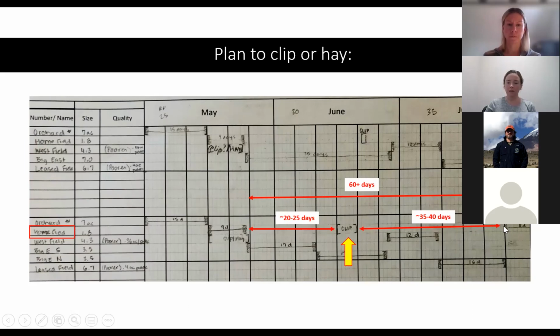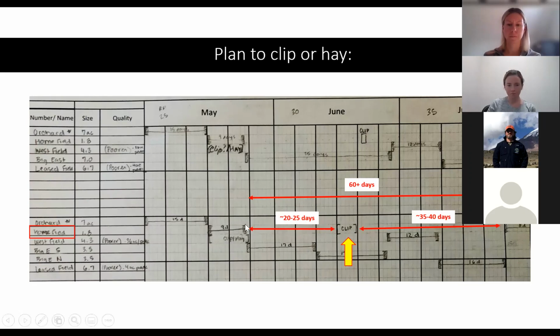So by the time they get back to home field, things are going to be headed out, stemmy, less nutritionally dense for these animals, and less palatable as well. So we can count backwards and forwards to find this sweet spot right here where it would be great to clip or make hay. They're not going to make hay because it's such a small field, and clipping will just leave down some extra organic matter for fertility.